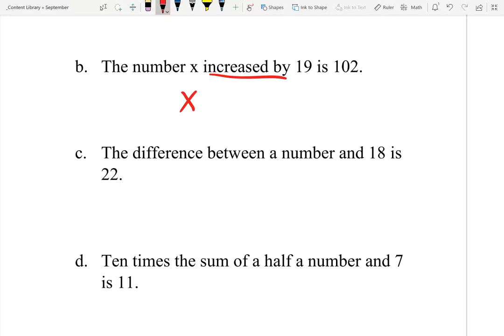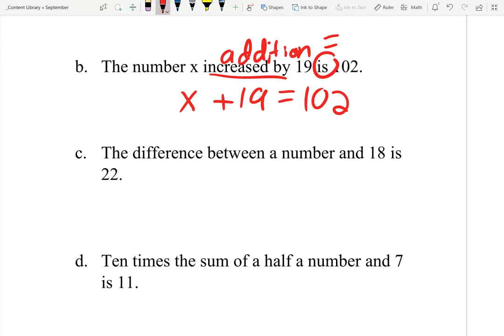So if you increase something by 19, what are you doing? Are you adding, subtracting, multiplying, or dividing? And I always put it this way. If you have $10 and then you increase your total by $19, what you're doing is you're adding $19 to your $10, right? You're adding those values together. So increased by is another addition. So it's saying that we're adding 19 to a number x, and that is 102. The word is going to be very important. Anytime you see the word is, it's going to mean equals. So x plus 19 equals 102.